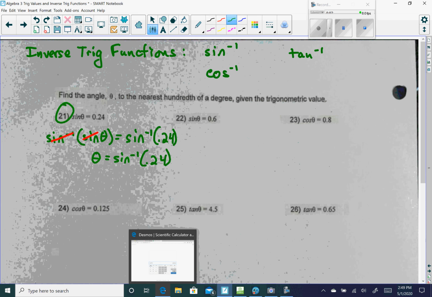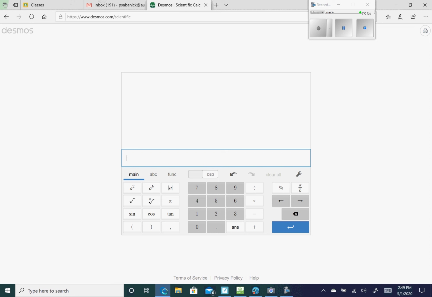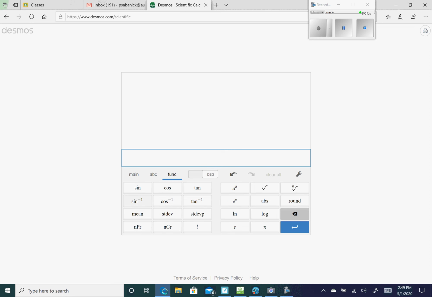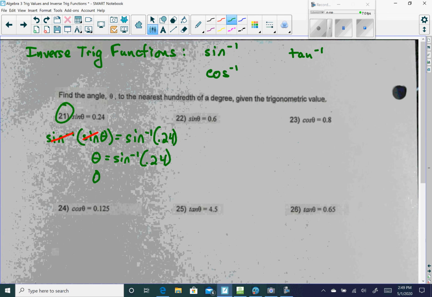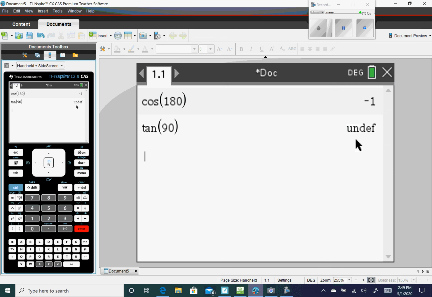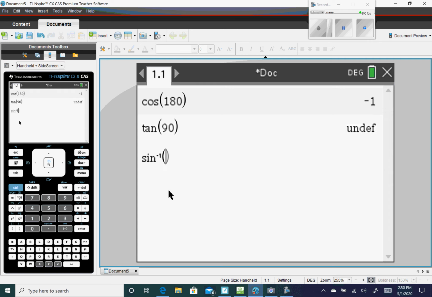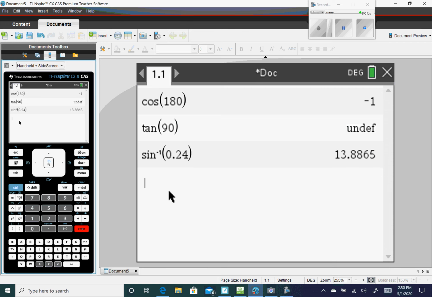Now we just want to go back to our calculator, clear this. We need to go to this symbol, so hit the function tab. We want the inverse sine, go back to main, 0.24. What this is giving us is the angle measure. Theta measures an angle, so this is going to be in degrees. We want to round to the nearest hundredth, I think it said. So 13.89 degrees here. So theta is equal to 13.89 degrees. On the graphing calculator, again, we'll go to the trig button. We want the inverse sine here, and then 0.24. Hit enter, also giving us 13.89 degrees.